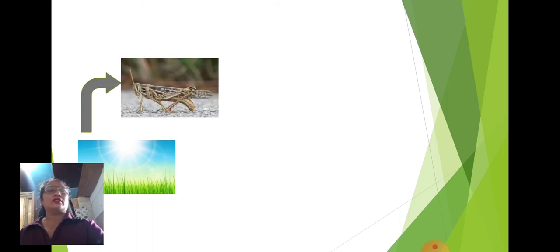What could possibly eat the grasses? Okay, cows, goats, animals. What kind of animals? Okay, grasshopper. Very good. Plants, grasses, and grasshoppers. What could possibly eat the grasshopper? Yes, correct. Very good.